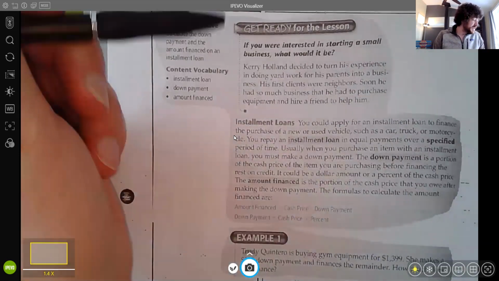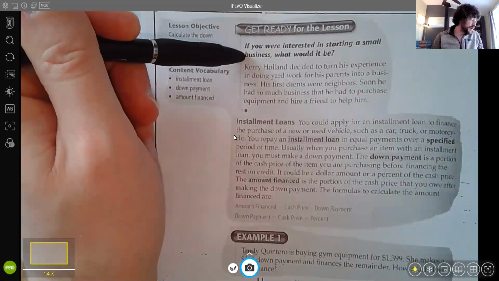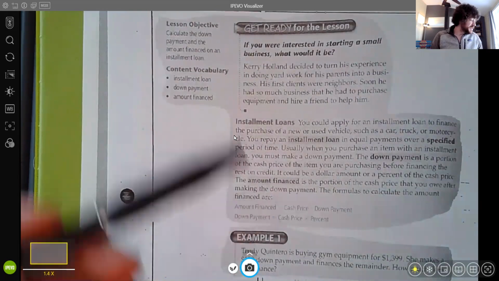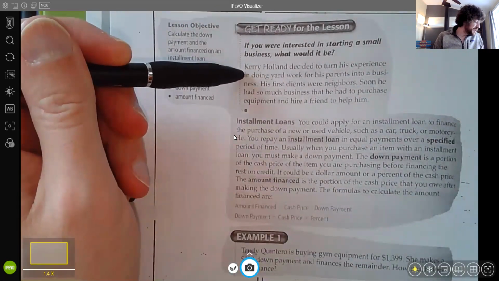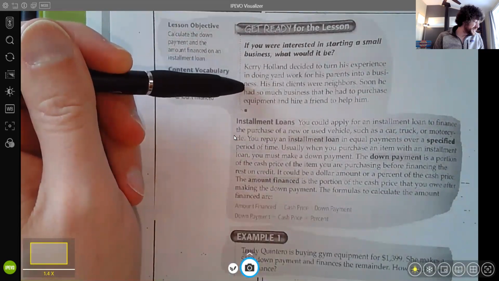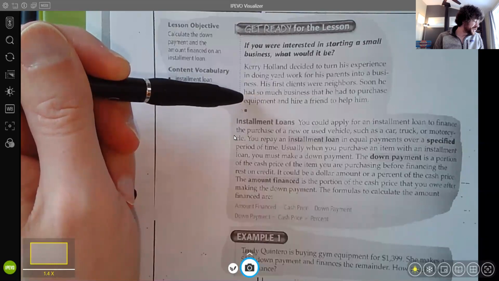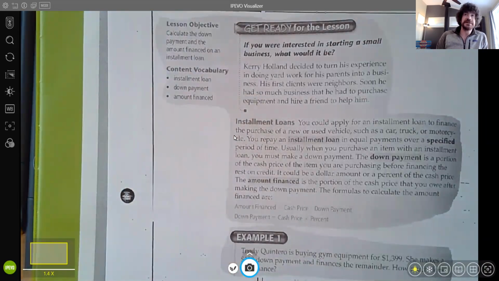So getting ready here, it says, if you were interested in starting a small business, what would it be? Some of you might have actually thought of that before. And this one says here, Kerry Holland decided to turn his experience in doing yard work for his parents into a business. His first clients were neighbors. Soon he had so much business that he had to purchase equipment and hire a friend to help him out.